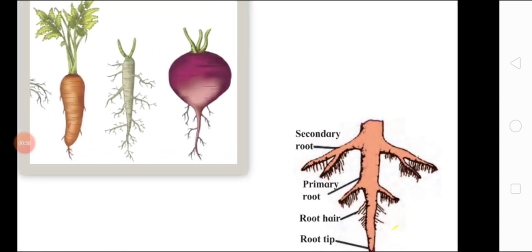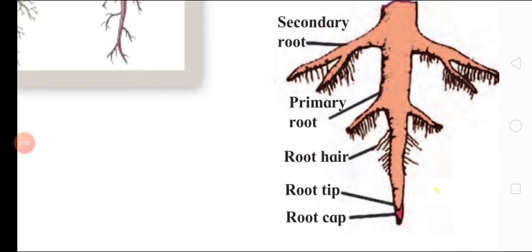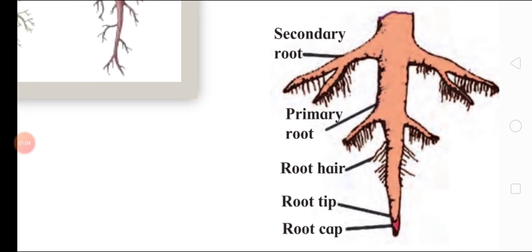As you can see in the picture, this is the primary root and the roots that are grown obliquely to this are secondary roots. The hair-like processes near the tips are called root hairs. The tip is covered by cap-like structure called root cap. Generally, dicot plants have tap roots.